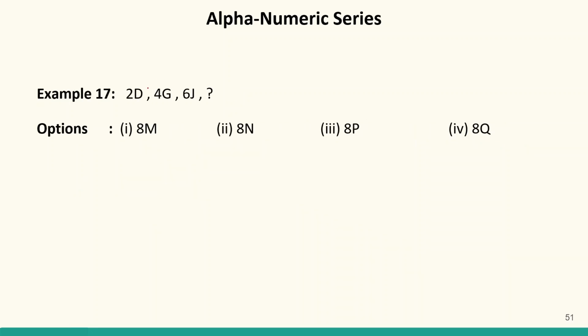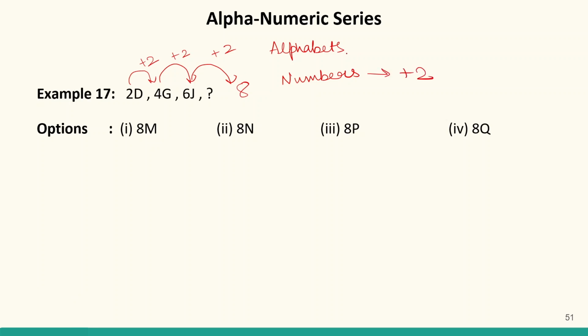Now let us look at this series. We have to check for both alphabets and numbers. If I am checking the numbers, I can see there's an increment of 2. 2 plus 2 will give us 4. 4 plus 2 will give us 6. So the next number is 6 plus 2, which is 8. So by numbers, the logic is plus 2.